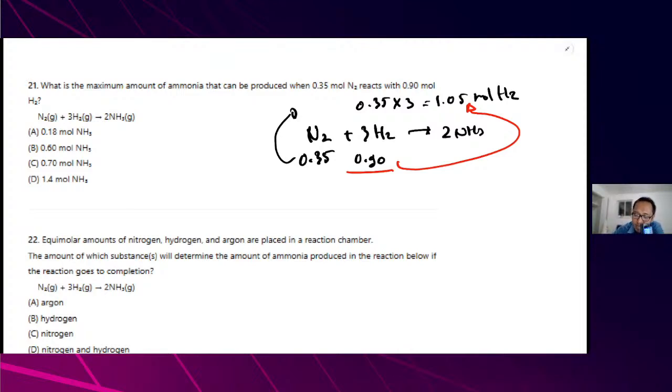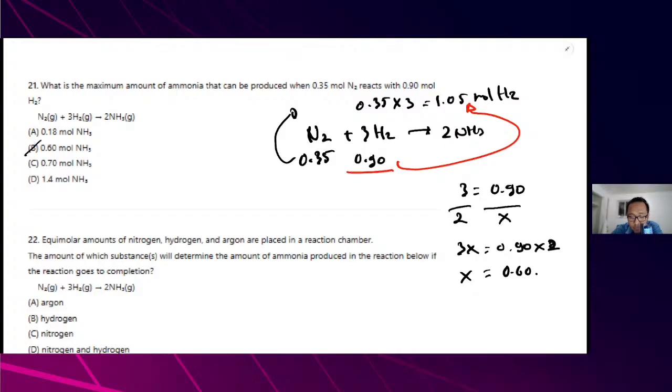And then we can use the mole ratio to find out NH3 from H2. So if we have 3 and 0.9, how about if 2? For X, the moles is 0.60. That's done.